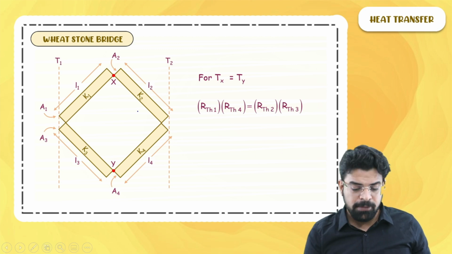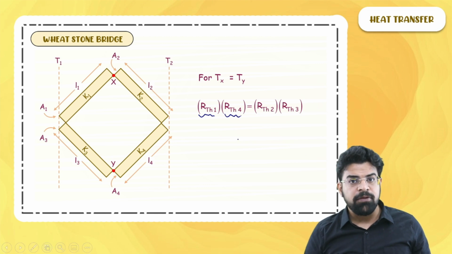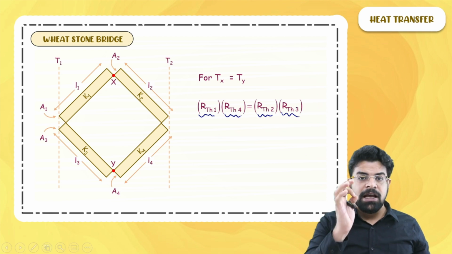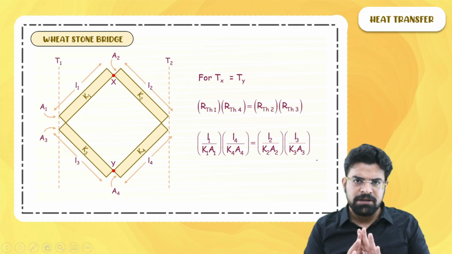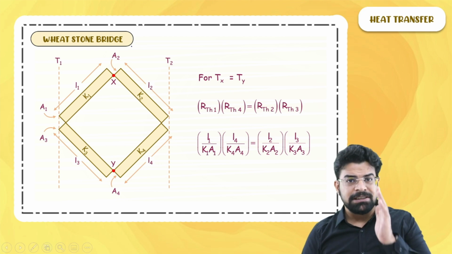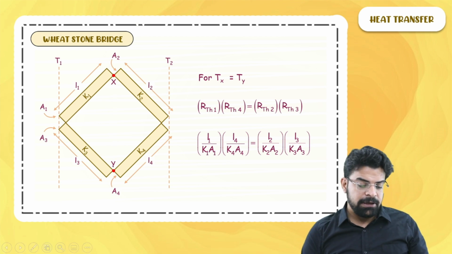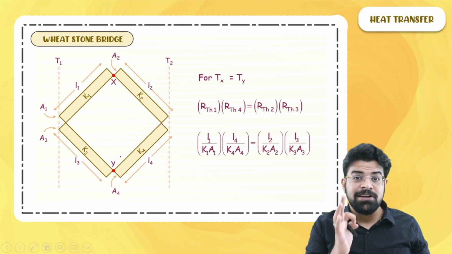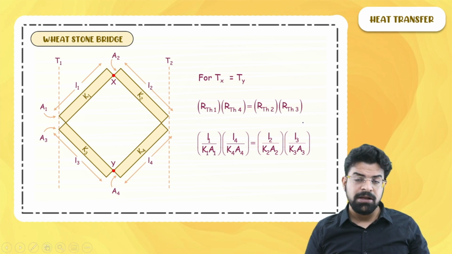Now you can write R thermal 1 as L1 by K1A1, R thermal 4 as L4 by K4A4, R thermal 2 as L2 by K2A2, and R thermal 3 as L3 by K3A3. So this is how you write the equation. This is not at all a difficult thing, but you should know the condition of a balanced Wheatstone bridge. It is balanced when no current flows through the middle line, and for that these two temperatures have to be the same, which requires R thermal 1 into R thermal 4 equals R thermal 2 into R thermal 3.